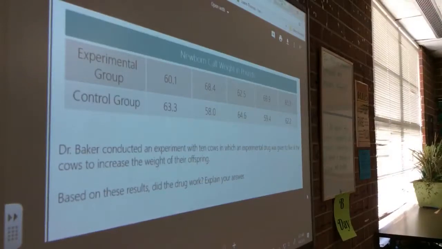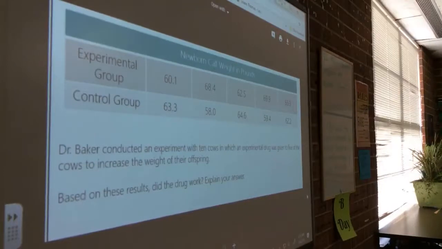So based on that data, do you think the drug worked? Elijah, do you think the drug worked? Yes. Why do you think? Because some of the weights of the cows went up. Some of them went up.